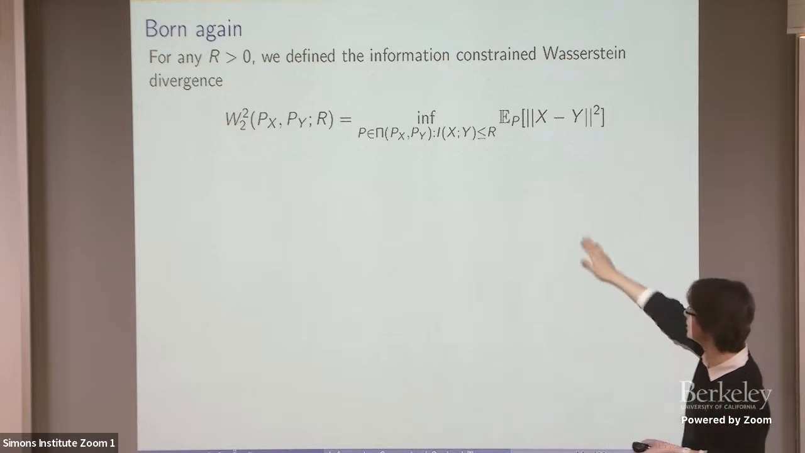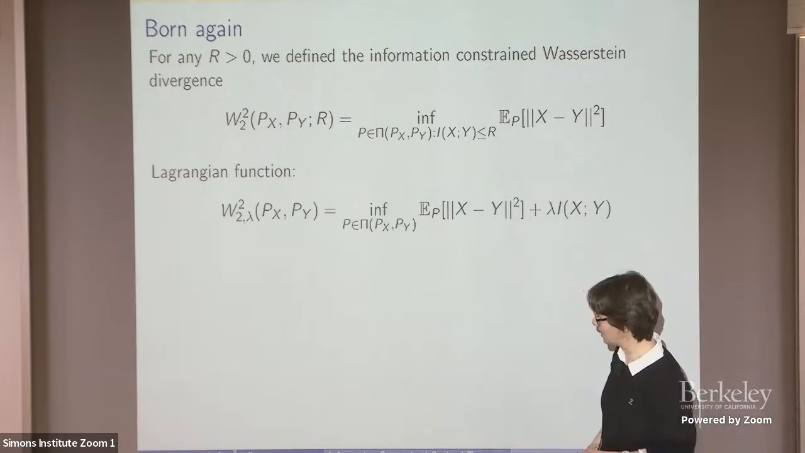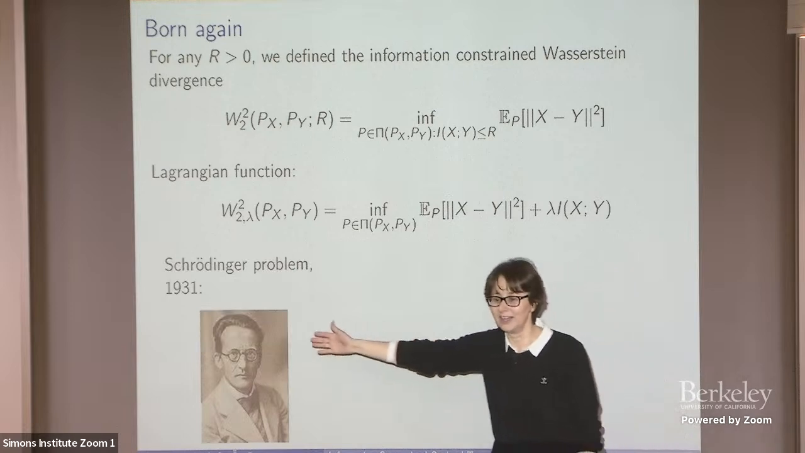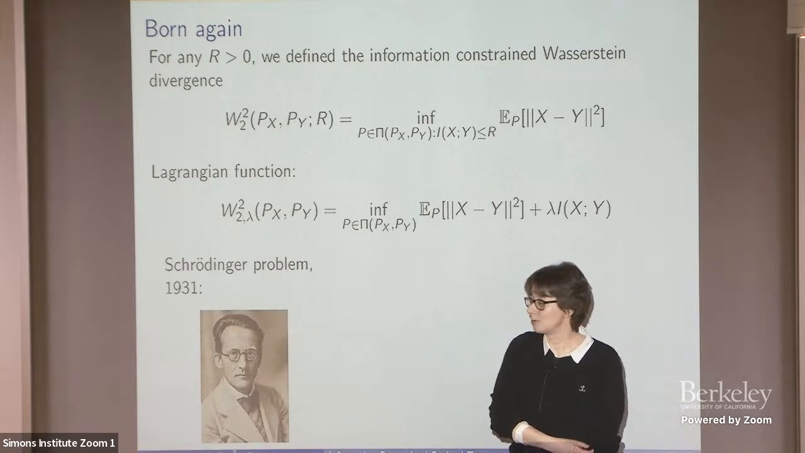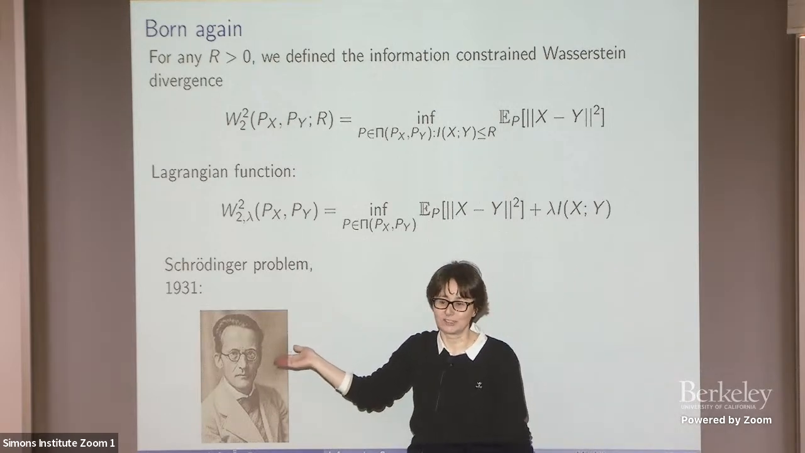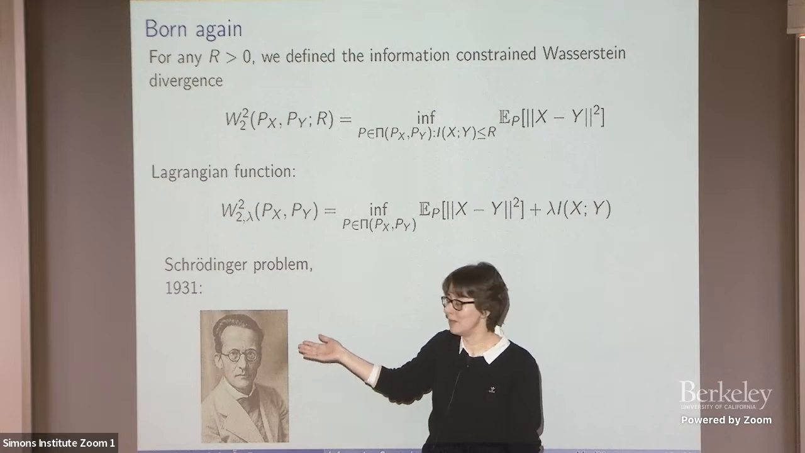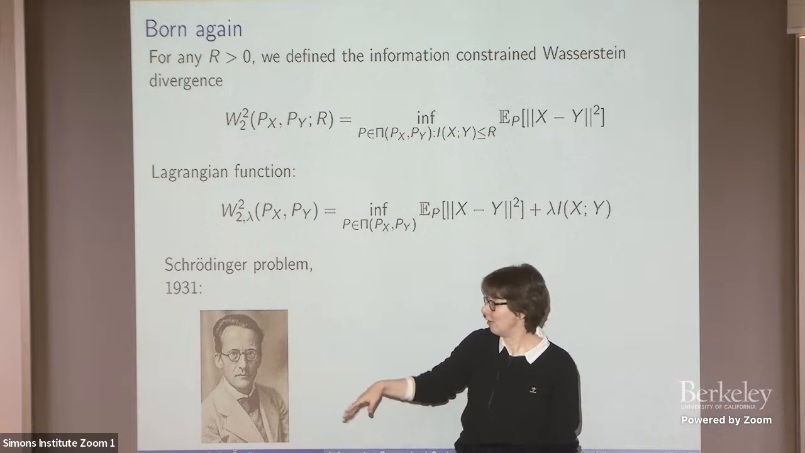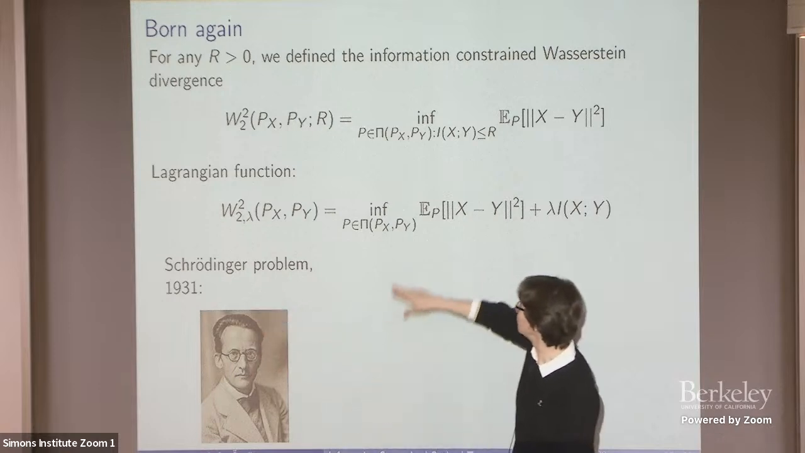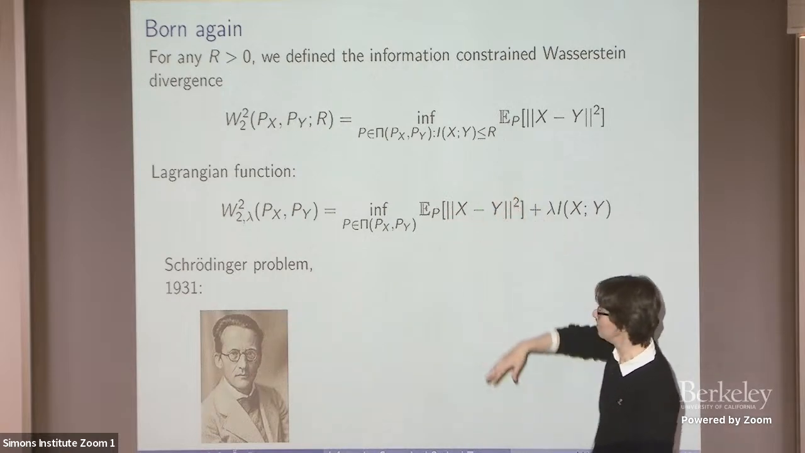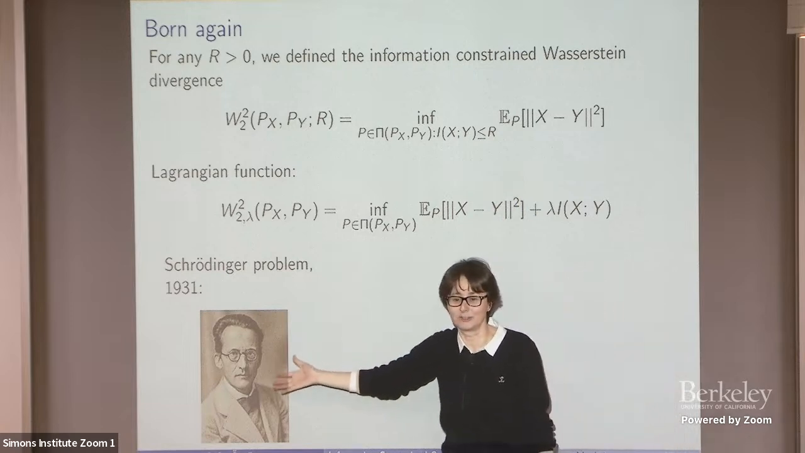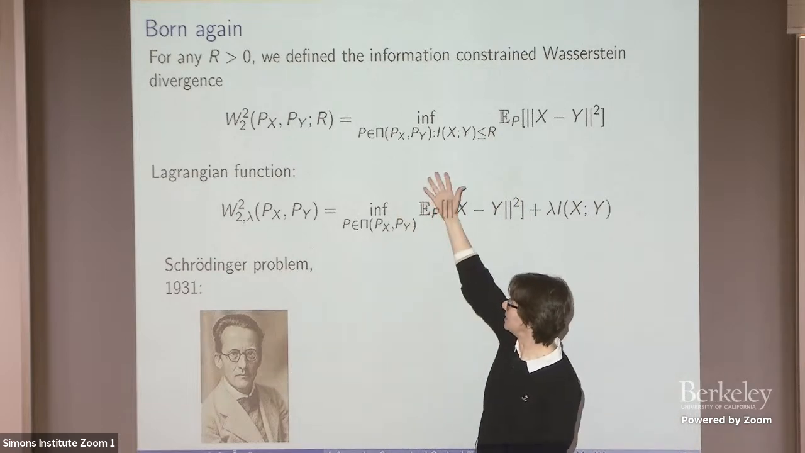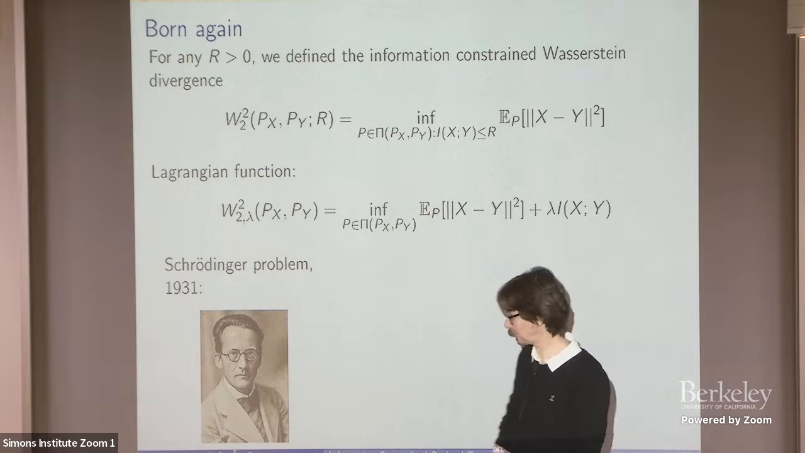So it turns out that this quantity, we realized, can be traced back all the way to Schrödinger, 1931. And this was even before Kantorovich formulated the optimal transport problem. This is even before the axioms of probability were there. And obviously, he didn't state his problem in these terms exactly, but if you look at the heart of what he was doing, it was related to this notion here.